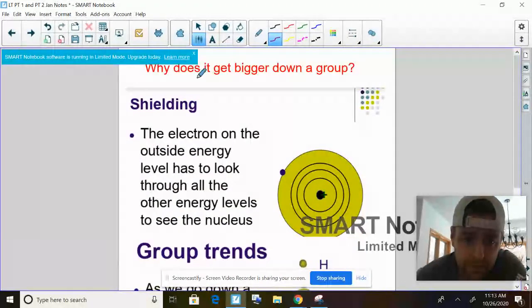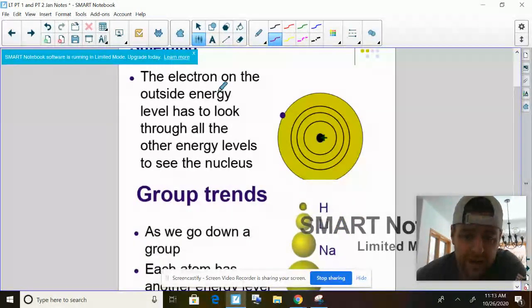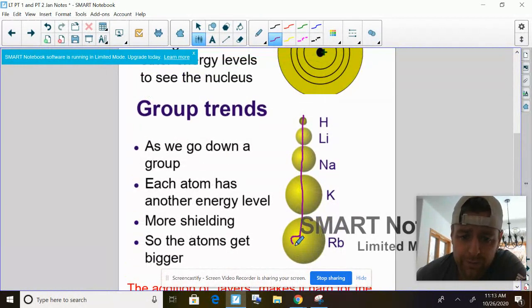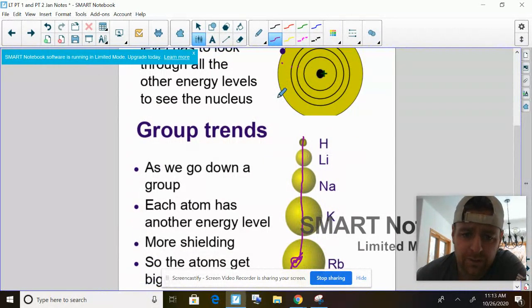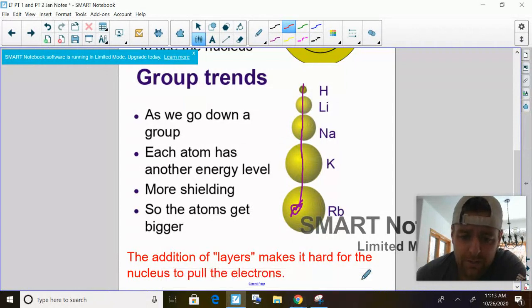As you go down a group, they get bigger. The reason why is because we're adding layers, and the nucleus can't pull the electrons in tighter. As we add layers, it gets farther out, so the positive nucleus can't pull these negative electrons in. That's just the why: it makes it hard for the nucleus to pull in the electrons.